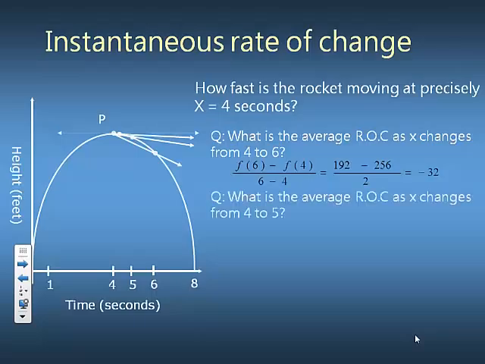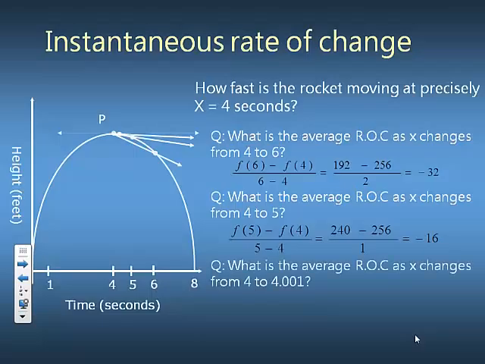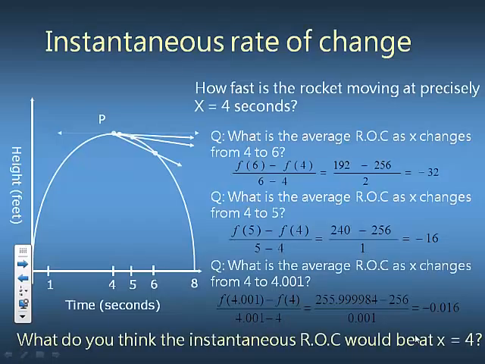Now I'm going to get a little closer to 4 seconds. So I'm going to do from 4 to 5 seconds. Plug in 4, plug in 5, see how far the rocket traveled during that second, and that's negative 16 in 1 second. Then I'm going to get even closer, from 4 to 4.001. Plug both of those in, and you can get that the average rate of change from 4 to 4.001 seconds was only negative 0.016.